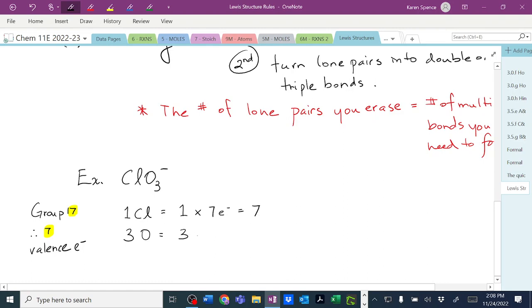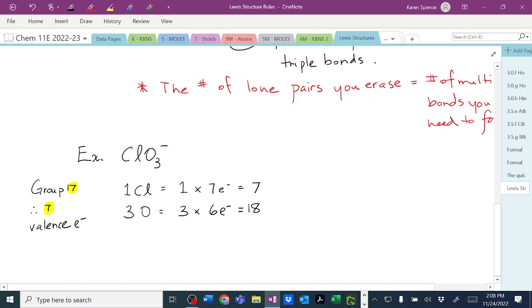Oxygen, we have 3 of them. How many valence electrons? 6, because it is in group 16. So we would have then 3 times 6 is 18 electrons. And this is kind of the point we got to last. Do you remember doing these last day, like when we actually learned something? Maybe a while ago? Okay.